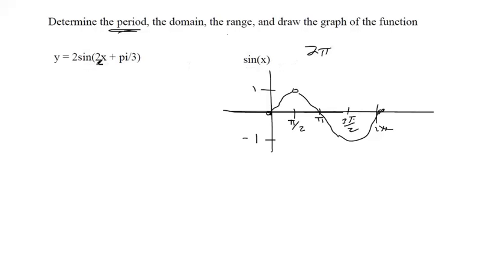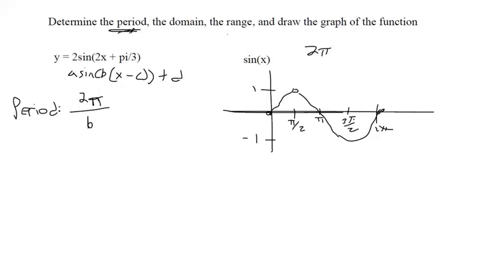Now, if you multiply the x value by 2, that changes the period. So the period of a sine or cosine function is going to be 2 pi divided by b, and it's really the absolute value of b because we never list a period as negative. This is like the standard form of a trig function, a times sine of b times x minus c, plus d.